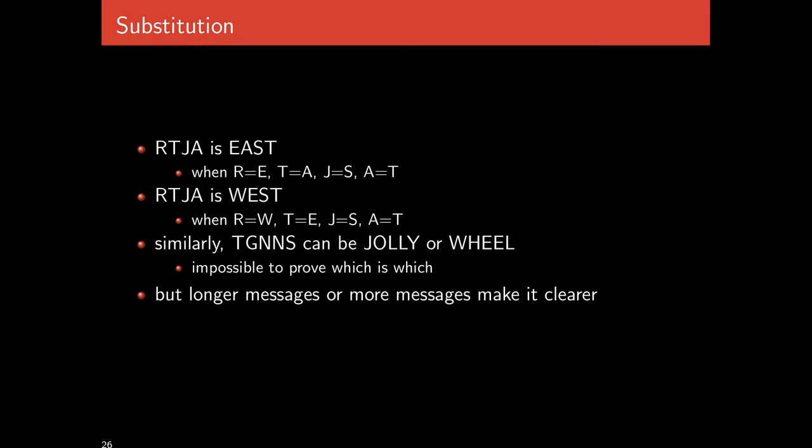It is the case that every letter can only have appeared once. So for instance, if we had T, G, and an S, this could be jolly or wheel, right? The N means whatever letter, we don't know what that letter is. It could be the letter L, it could be the letter E. We don't know what N is encrypting the ciphertext for, but we know wherever we see an N, it's going to be the same letter, whatever that letter happens to be. So RTJA can be any four-letter word such that there are no repeating letters, and if there were repeating letters in the ciphertext, they would correspond to repeating letters in the plaintext.